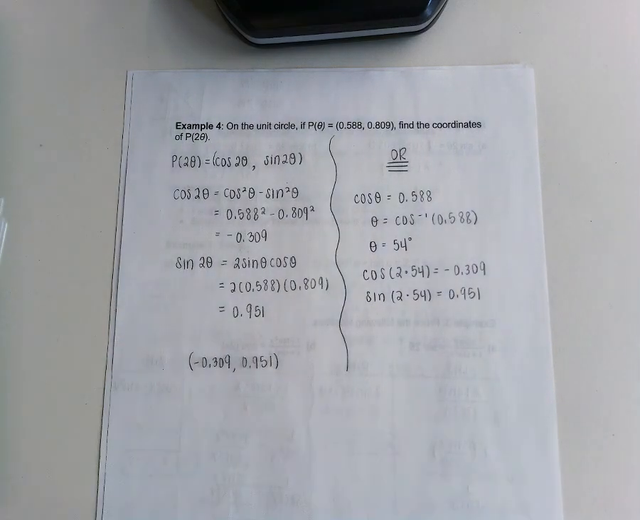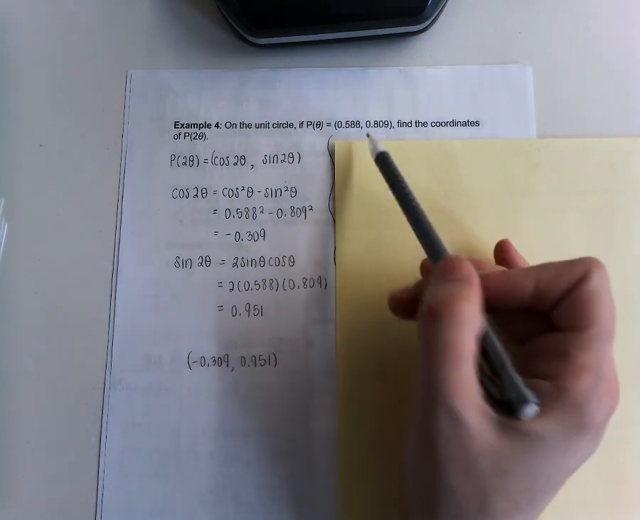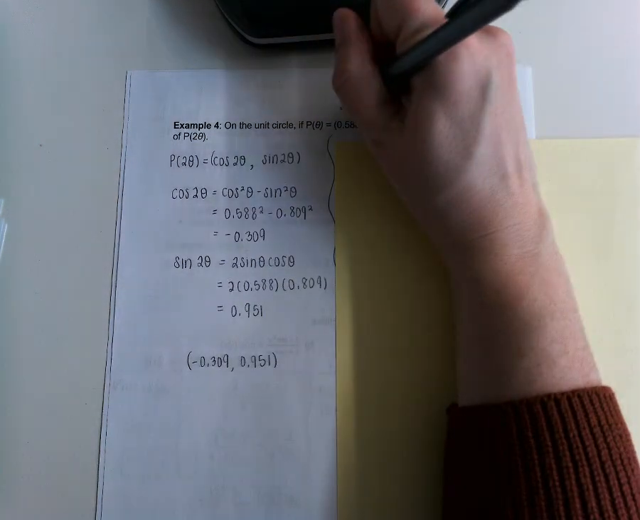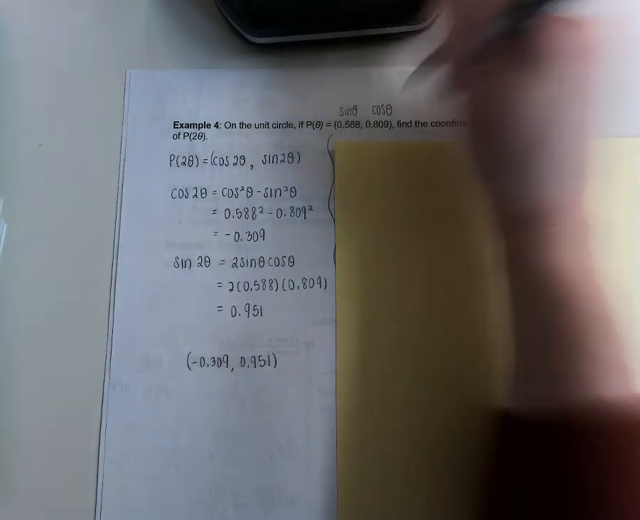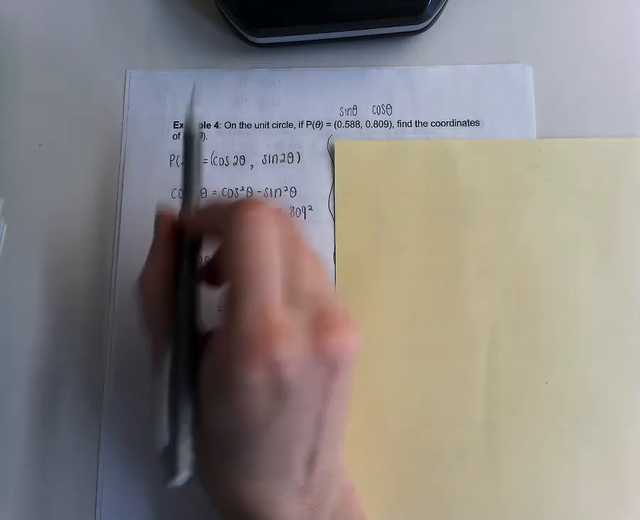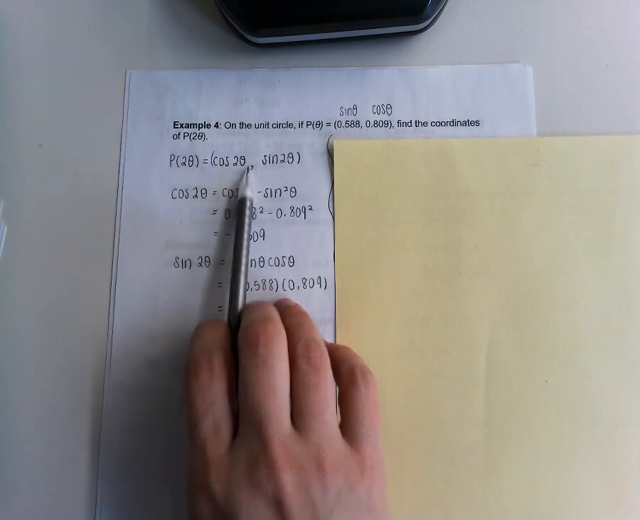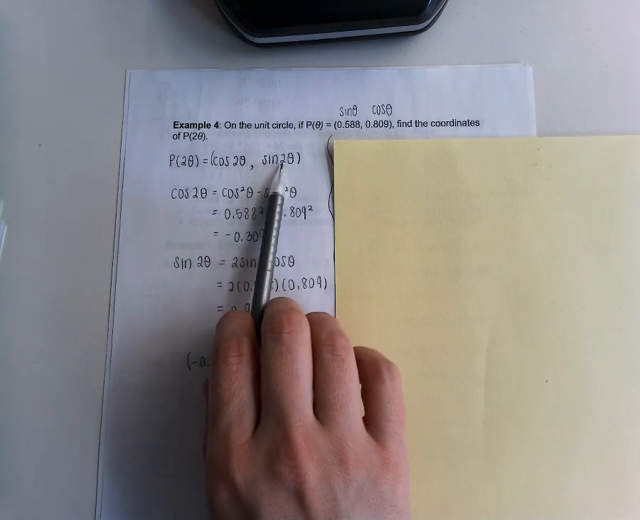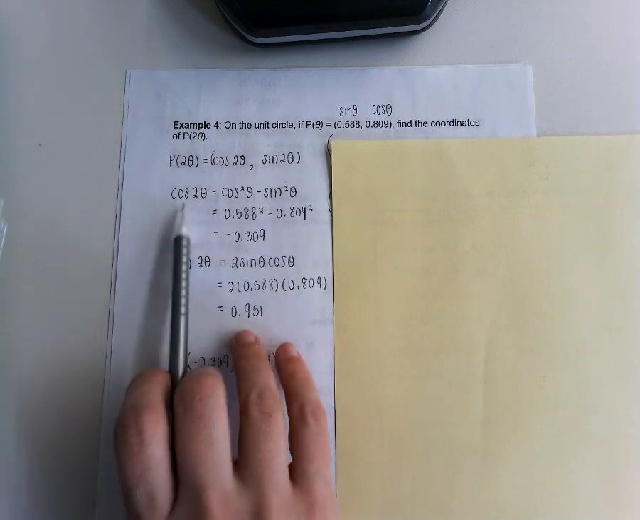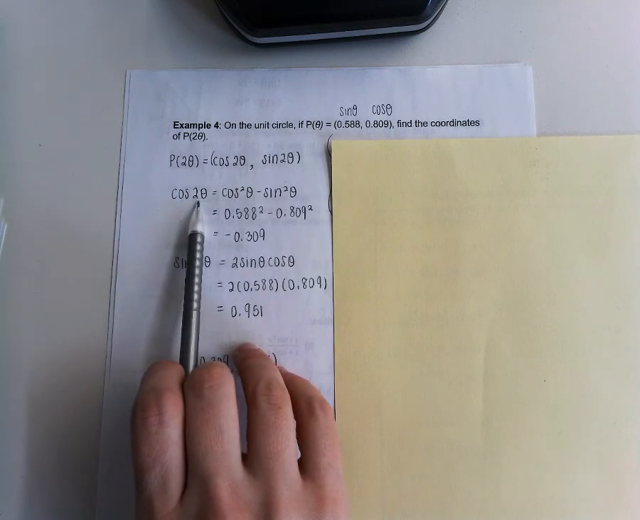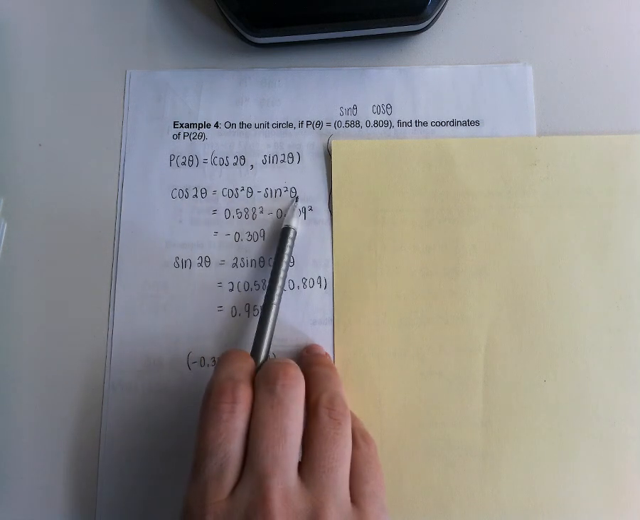The first thing that you can do is basically you have here sine theta and cos theta. So if you want to find P of 2 theta, P of 2 theta is going to be (cos 2 theta, sine 2 theta). So I can take these values that I know and solve for cos 2 theta and sine 2 theta. So cos 2 theta is cos squared minus sine squared.